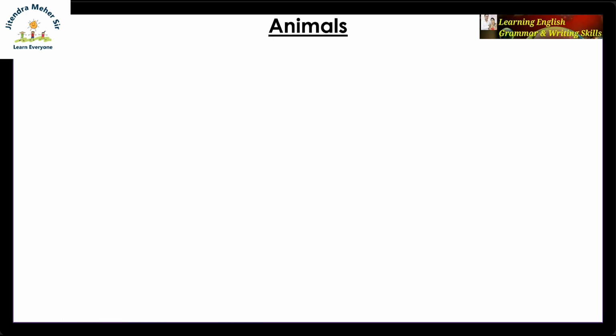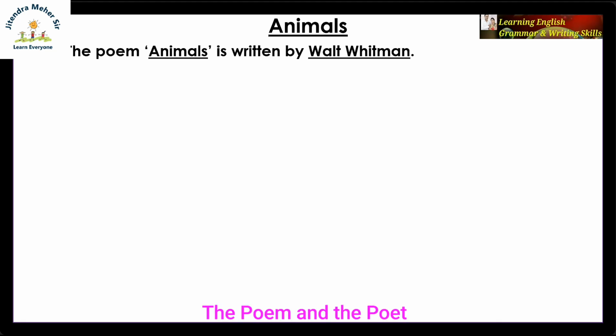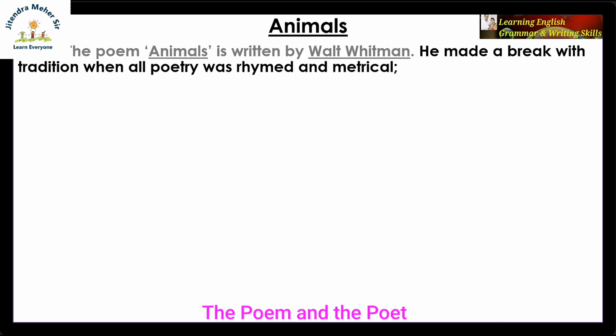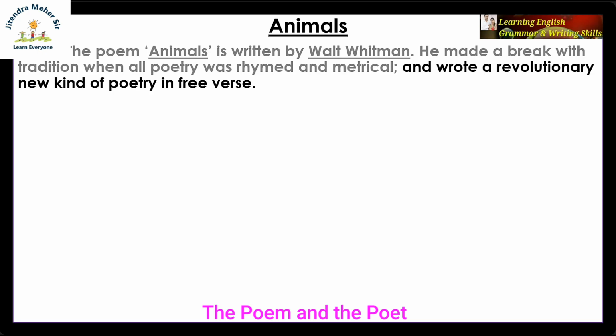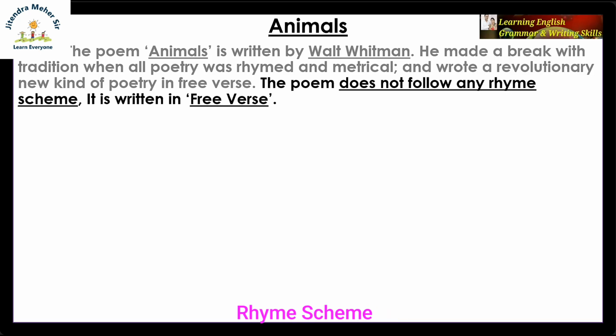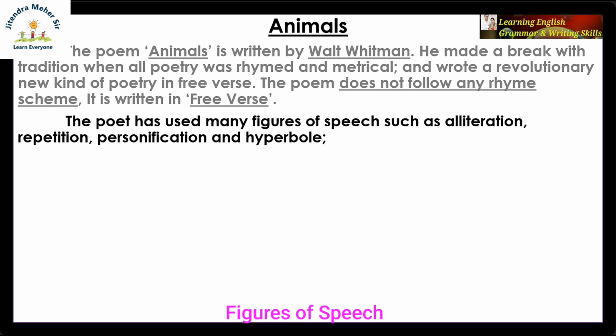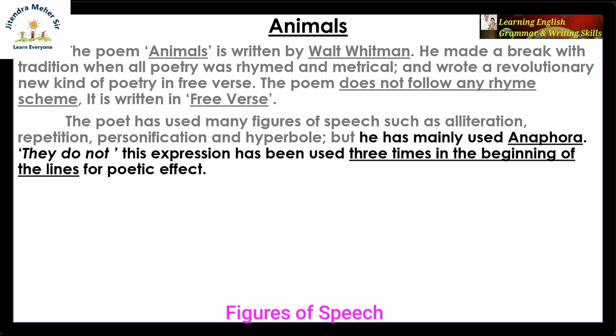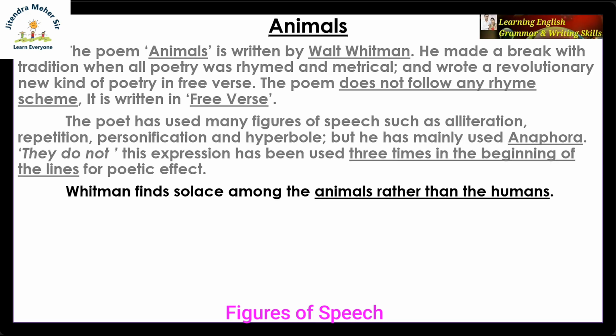Let's move on to the third poem, Animals. The poem Animals is written by Walt Whitman. He made a break with the tradition where all poetry was rhymed and metrical, and wrote a revolutionary new kind of poetry in free verse. The poem does not follow any rhyme scheme. It is written in free verse. The poet has used many figures of speech such as alliteration, repetition, personification, and hyperbole. But he has mainly used anaphora. They do not. This expression has been used 3 times in the beginning of the line for poetic effect.